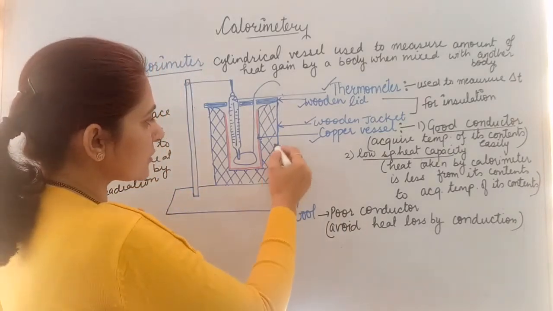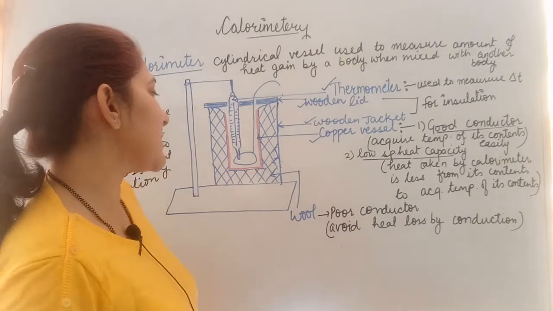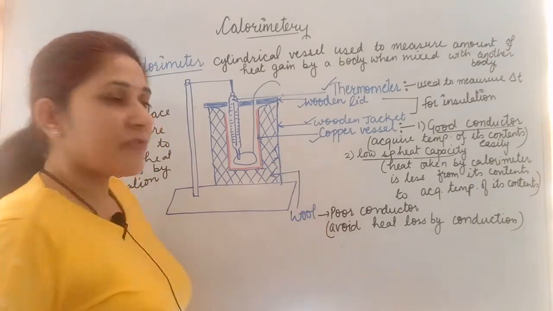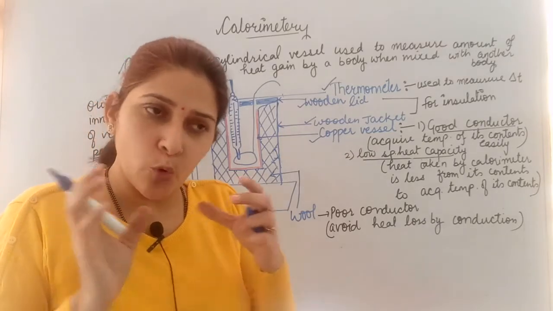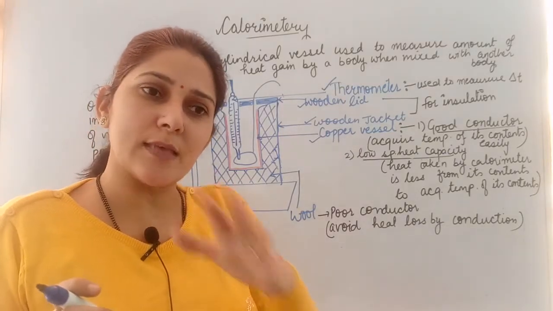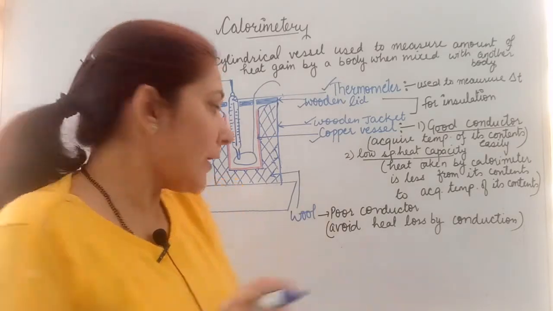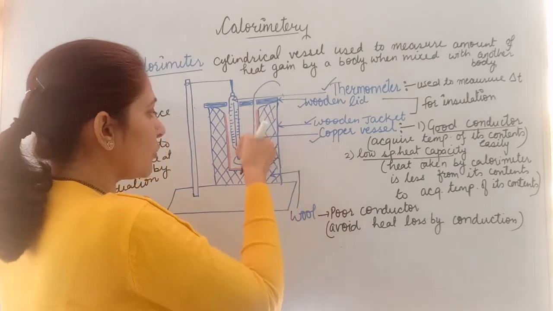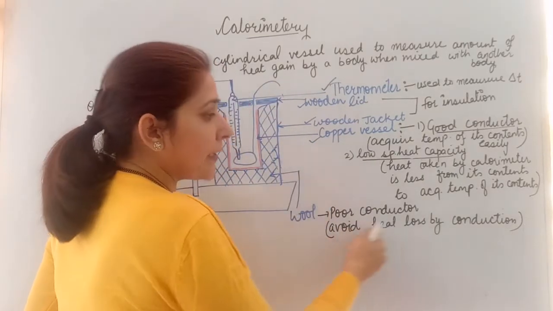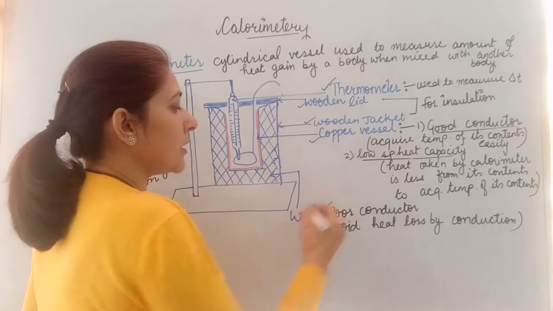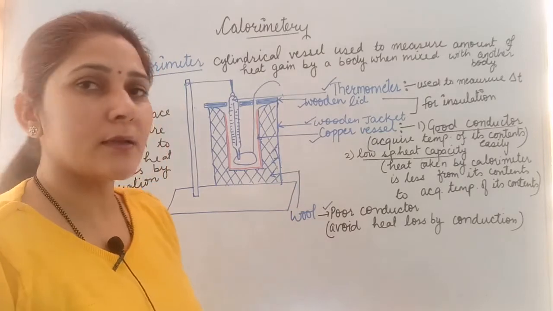Now coming to the filling. Inside this wooden jacket and in between the copper vessel, we have filled wool. Why wool? Because wool is a poor conductor. When we use poor conductors anywhere, they avoid heat loss because of conduction. They are not going to conduct heat from here to here. So to avoid heat loss by conduction, we use poor conductors, and the best poor conductor we can use over here is wool.